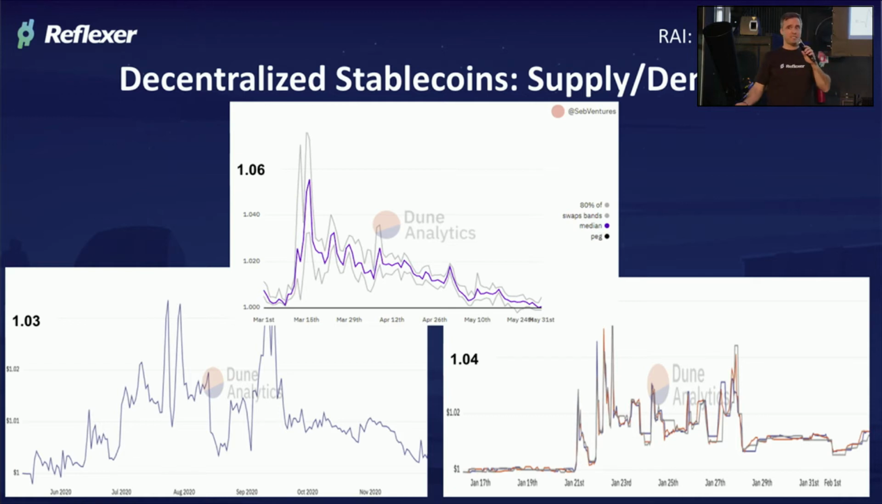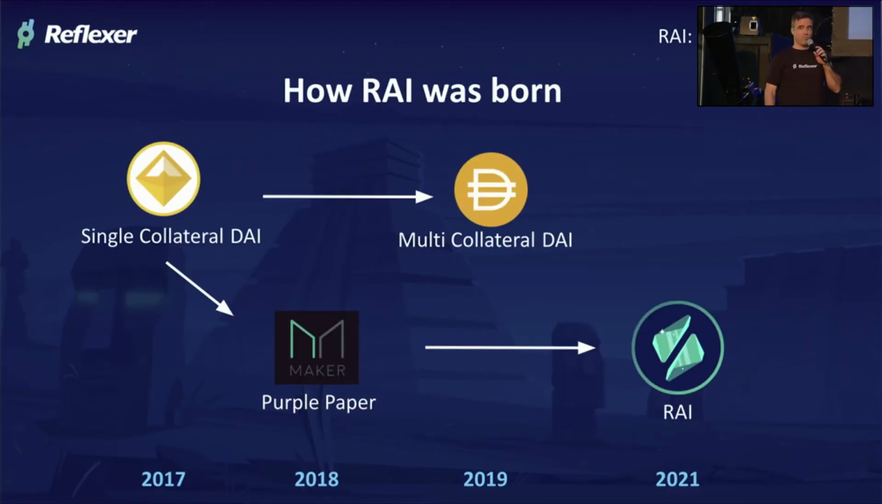So is this stable? In these situations, in these time frames, looking at the behavior of collateral-backed stablecoins, I think you can say it's not stable. And that's how RAI was born. A history of MakerDAO is up here. Single collateral DAI launched in 2017. It was backed only by Ether.